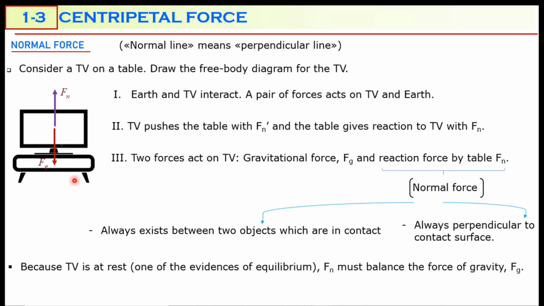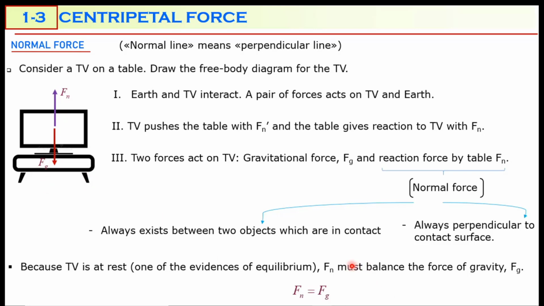And think about this television right now, because we are just drawing the free body diagram for the TV. Fg is acting down towards the center of the Earth. Fn is acting up, away from the table. So these two forces are the forces acting on this television. But is your television moving in your house? No, it's at rest. If it is at rest, what does it mean? The net force is zero. Net force acting on the television must be equal to 0, which means Fn is balancing Fg. This normal force balances the gravitational force.